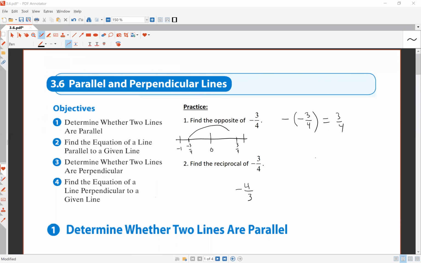This video covers section 3.6, parallel and perpendicular lines. Objective 4, find the equation of a line perpendicular to a given line.